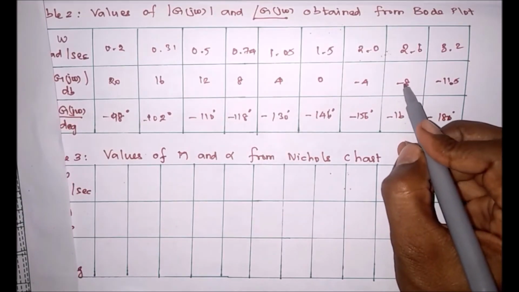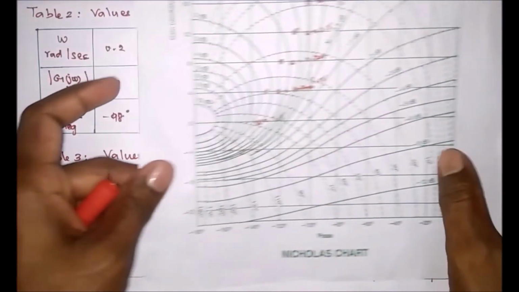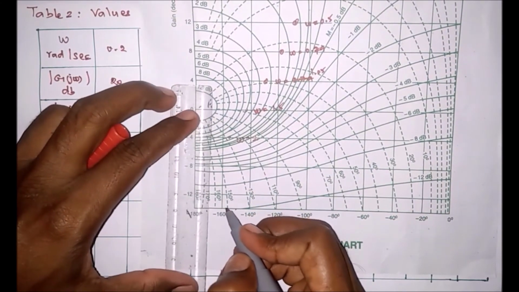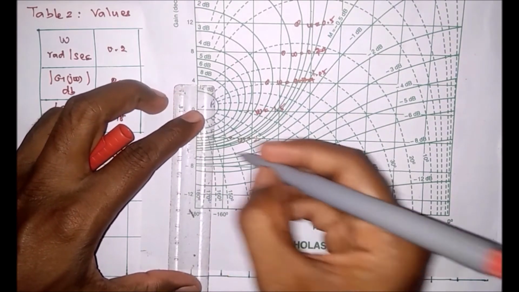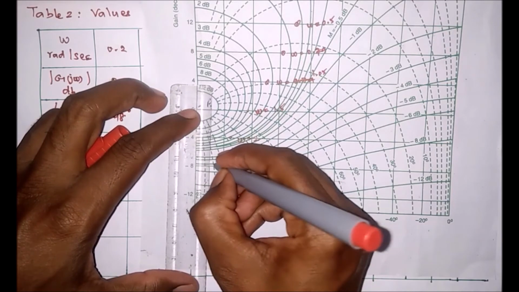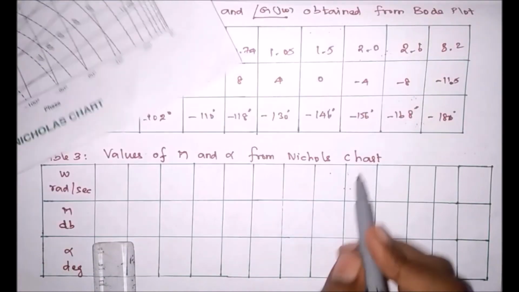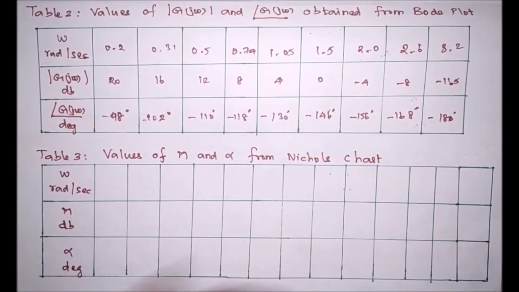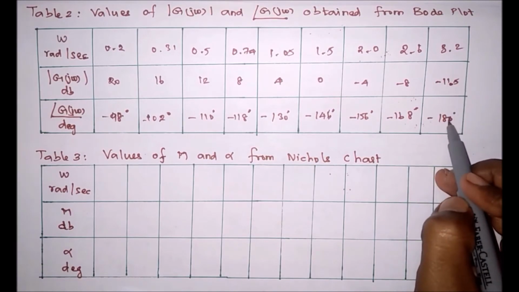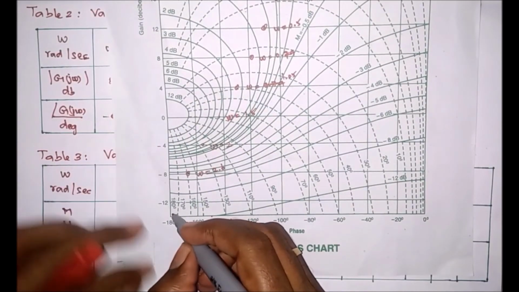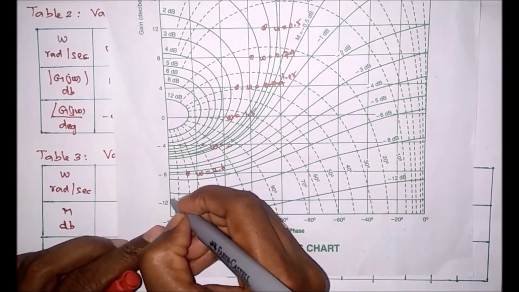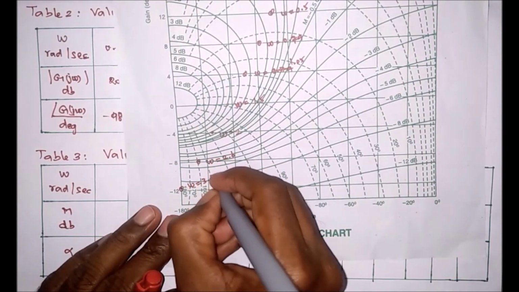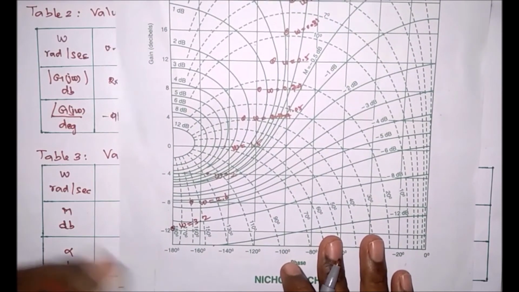Next, magnitude is minus 8 decibels, angle is minus 168. So here this is the minus 8, and minus 168 is here. This is 170, so 168 will come here. This is the point where omega equal to 2.6. Next, finally minus 11.5, angle is minus 180 degrees. So this is 180 degrees, and 11.5 means it will come here, at the time omega equal to 3.2. So now we have to connect all these points.